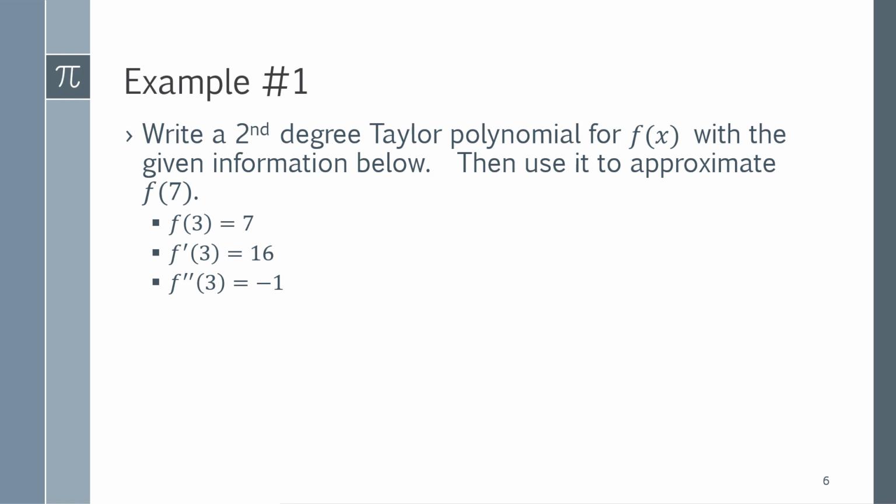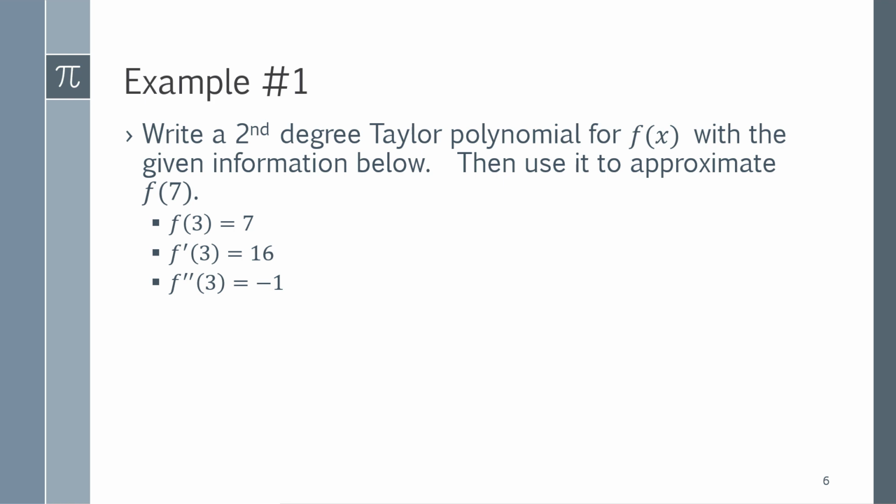So let's go ahead and take a look at some examples of generating Taylor polynomials and then using them to approximate function values. One way to do it is we're just given information about function values and different derivative values without actually knowing the function explicitly. So here we're being asked to write a second degree Taylor polynomial for f of x with the given information below, and then use it to approximate f of 7.